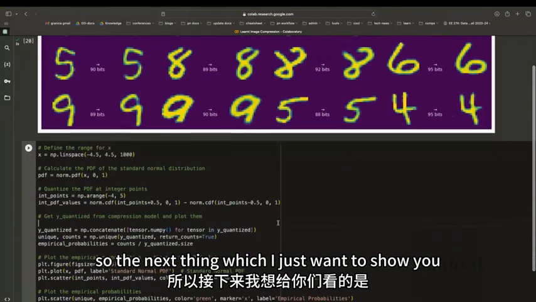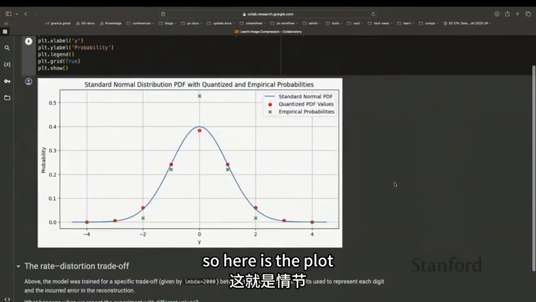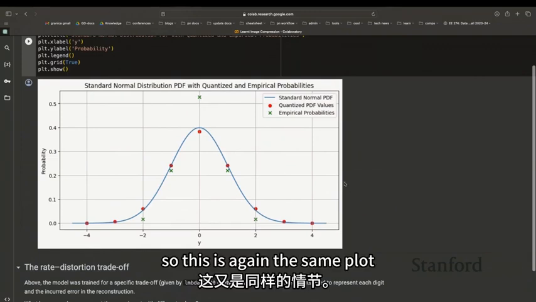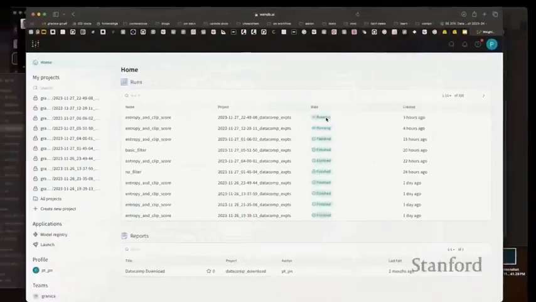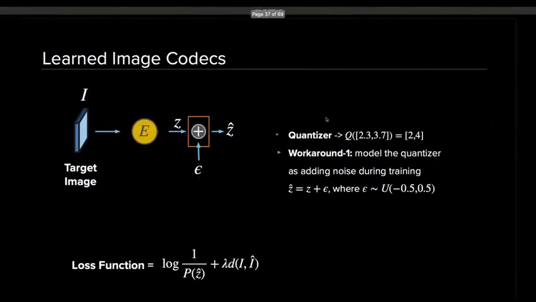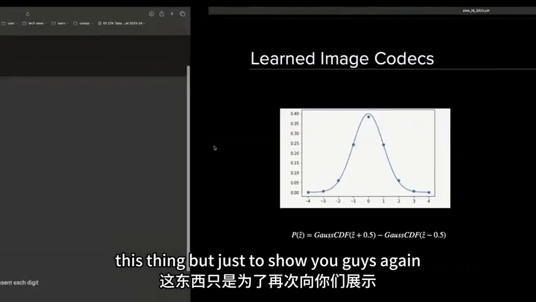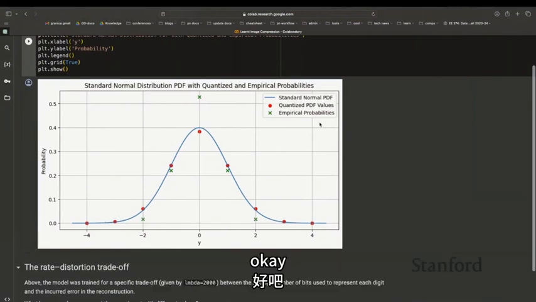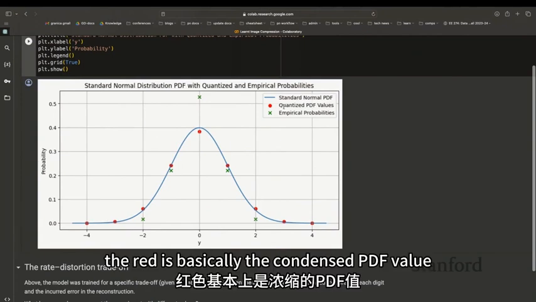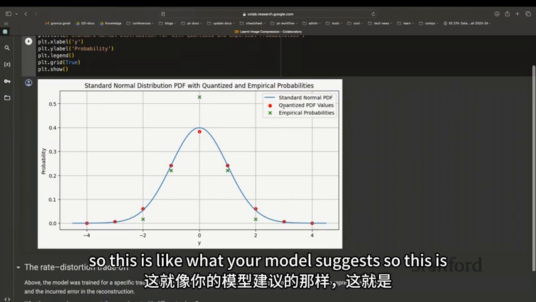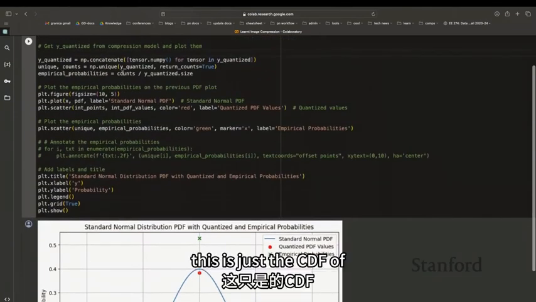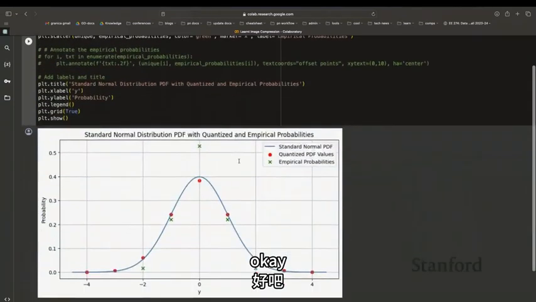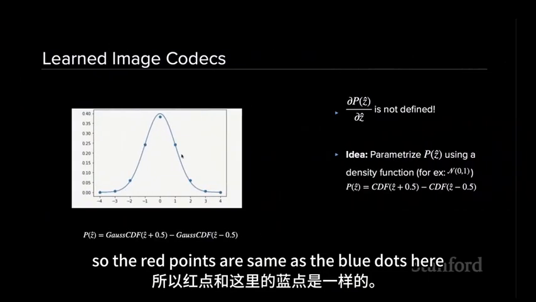So the next thing which I just want to show you, oh yeah, so here is the plot. I thought I had it above, sorry. So this is again the same plot which we looked at in the lecture. Just to show you again, here the blue curve is the standard normal PDF. The red is basically the quantized PDF values, so this is what your model suggests. This is just the CDF of Z hat plus 0.5 and Z hat minus 0.5. So the red points are same as the blue dots here.